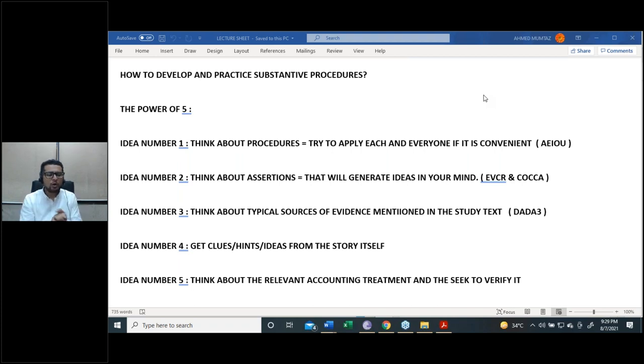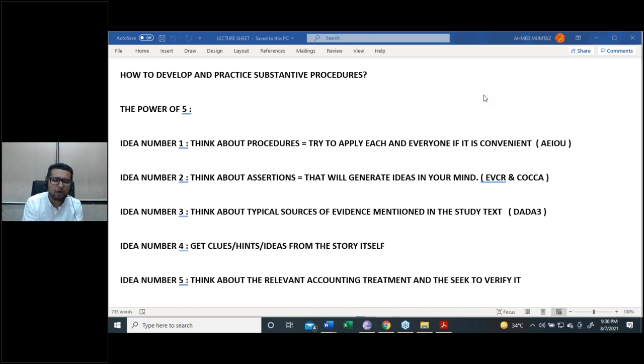How does that sound? Okay, idea number two: if you're running short of ideas and need more procedures, think about the assertions. Maybe you will realize, I haven't verified the ownership of the property, plant, equipment. So then you will realize, yes, I need to inspect the title deeds. You might realize I haven't verified the occurrence of the revenue. Then you will realize I need to select a sample from the sales daybook and verify from the sales invoice to the goods dispatch notes. That is how you might be able to verify the occurrence of the revenue. So if you are running short of ideas, try to think about the assertions.